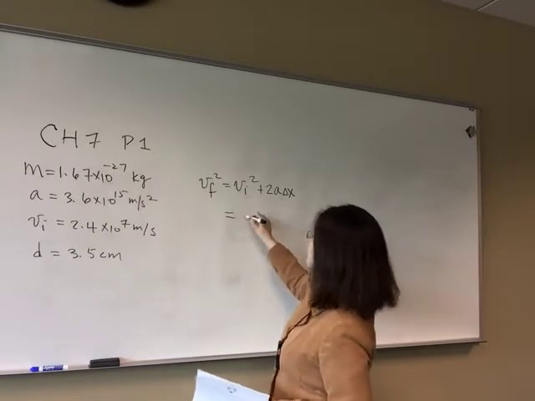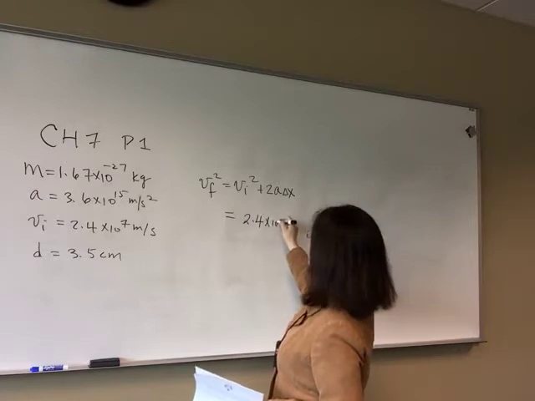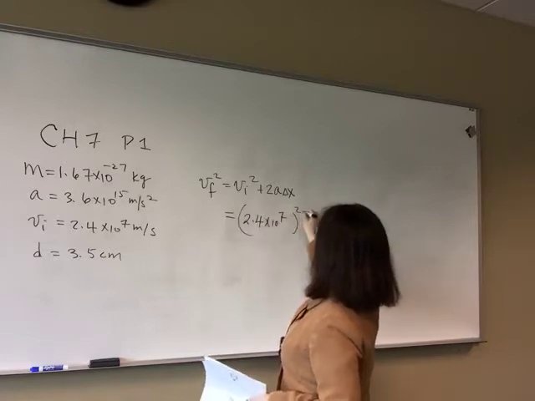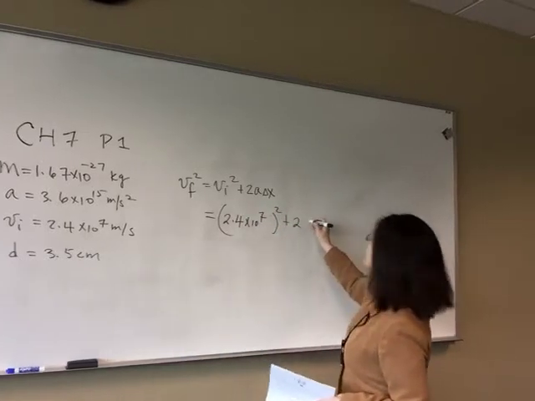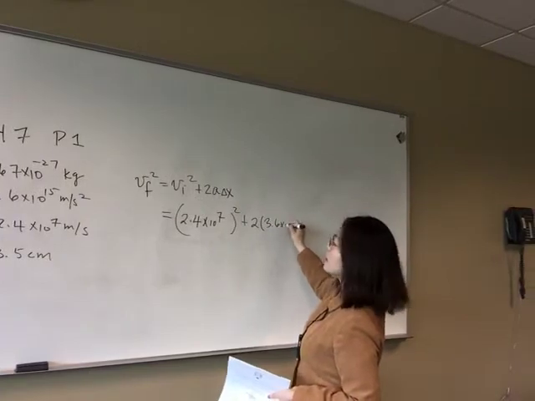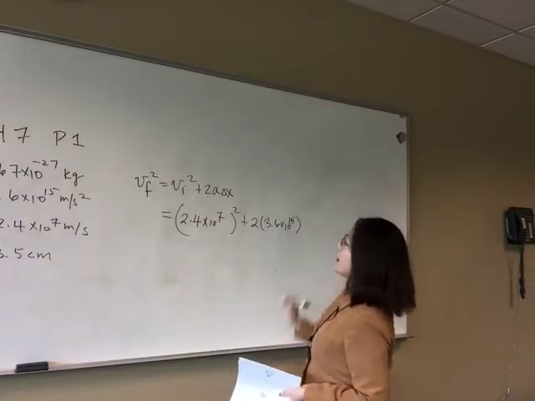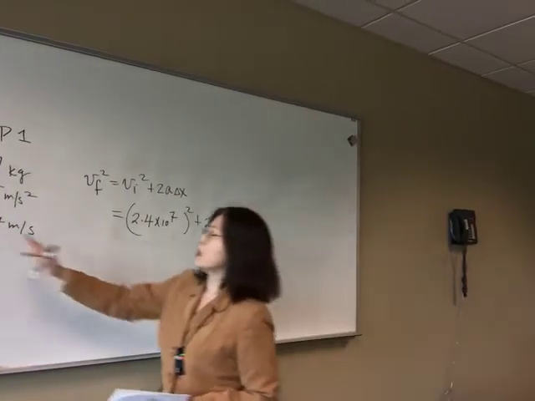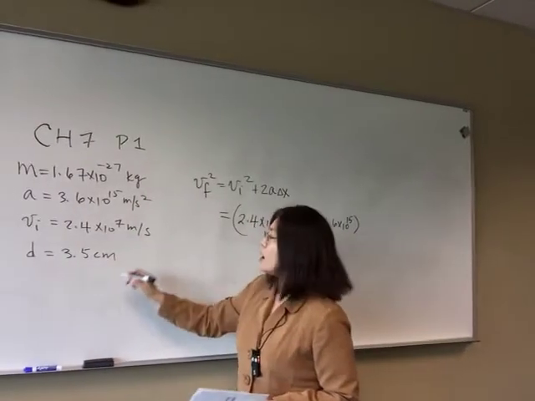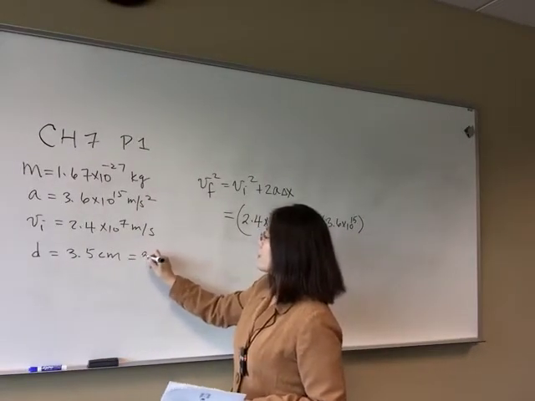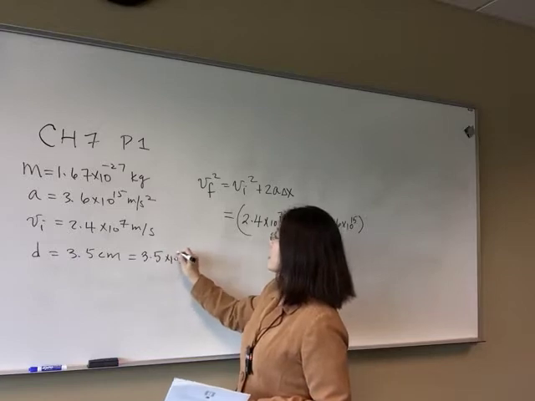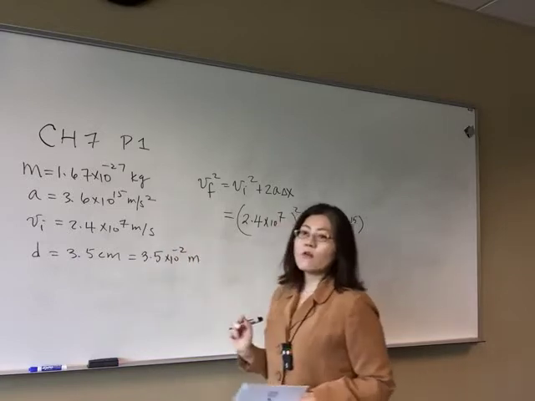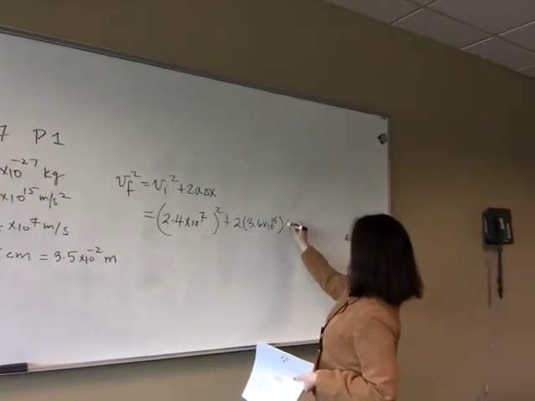So initial velocity is this 2.4 times 10 to the 7. You square it, and then plus 2 times the acceleration. The acceleration is 3.6 times 10 to the 15, and then times the displacement. The displacement is 3.5 centimeters, so 3.5 times 10 to the negative 2 meters, converted to SI units. So we have this.